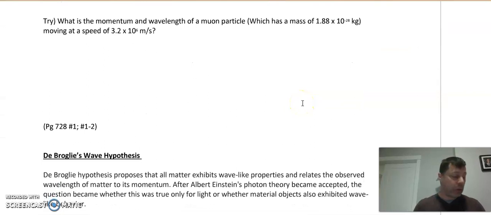Okay, so give this next one a try. The muon particle, mass and speed are given. Find its momentum and wavelength. Give this a try. Pause the video, and we'll see you soon.